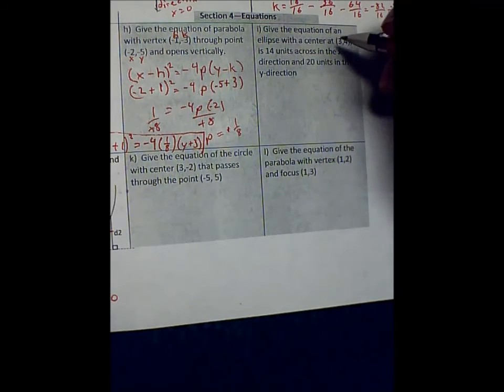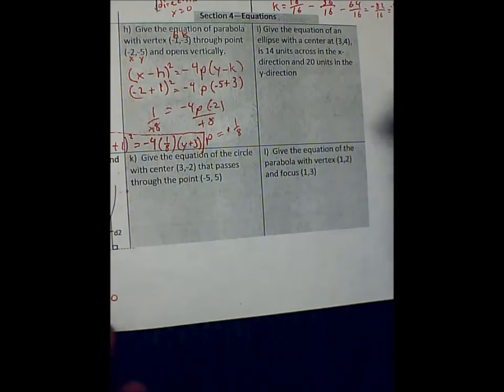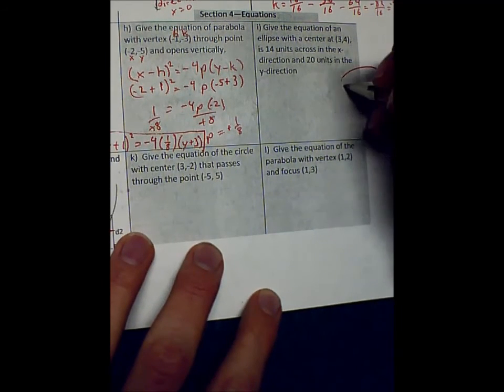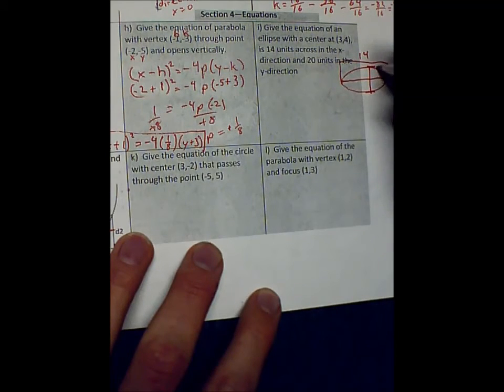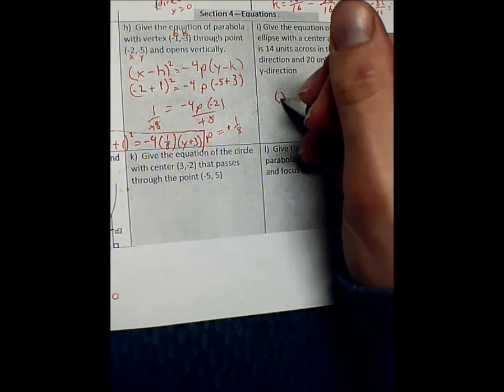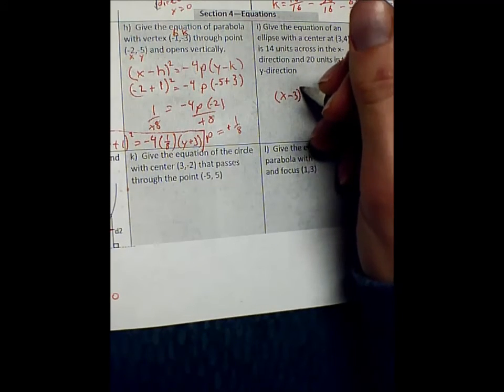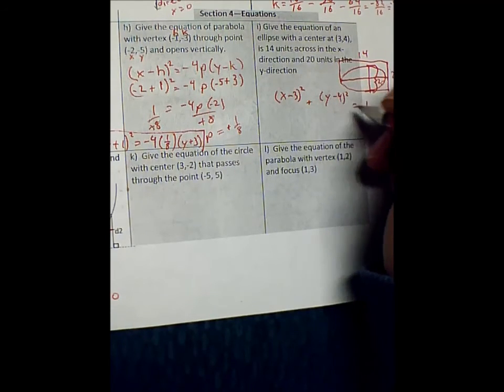Let's do I. Here we want to give the equation of an ellipse with the center at 3, 4. 14 units across in the x direction, 20 across in the y direction. Okay, not drawn to scale here. So that's 14 across. And then this distance right here is going to be 20. So in other words, it's 20 this way. So 14 this way, 20 this way. Now, we know that the center is going to give us x minus 3 squared on this side, y minus 4 squared, and it should be equal to 1.